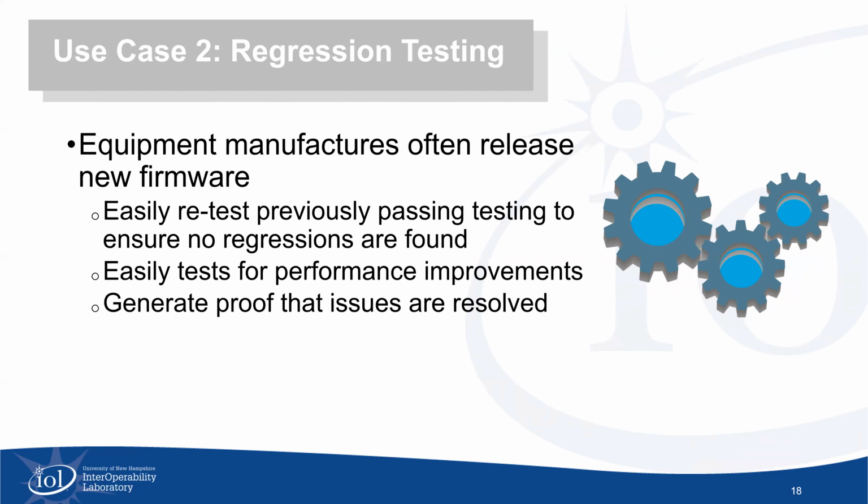You can generate proof that issues that you've seen before are resolved now, because you saw a failing test before, and now here we have a passing one. And you can easily test for performance improvements as well. You can do performance testing and see, okay, this is my rate this time, we've changed some stuff, now we've gotten better rates. And you can easily generate proof of that, which is important.